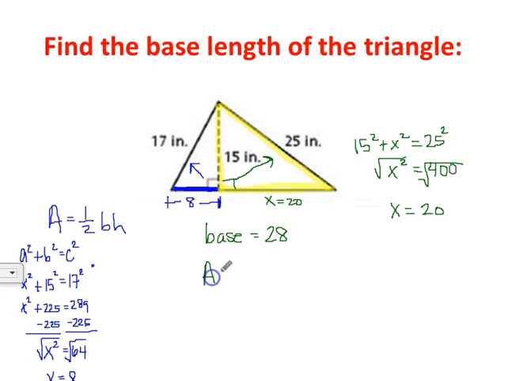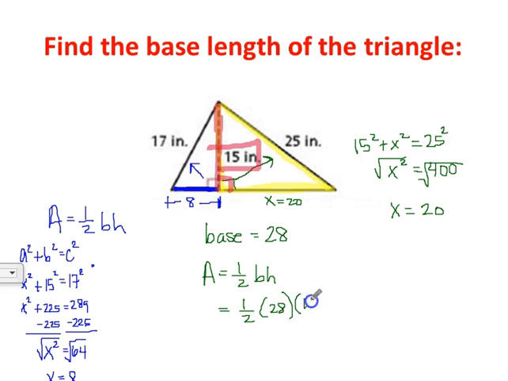So now we're ready to plug into our formula to find the area. 1/2 base times height. What is our base? We just said it was 28. And what's the height of this triangle? Remember, the height needs to form a right angle with the base. So the height is going to be this measurement here, which is 15.